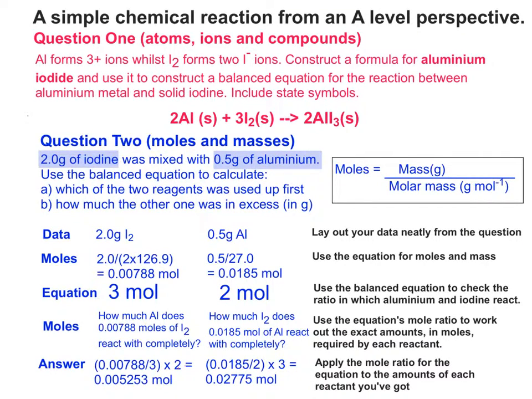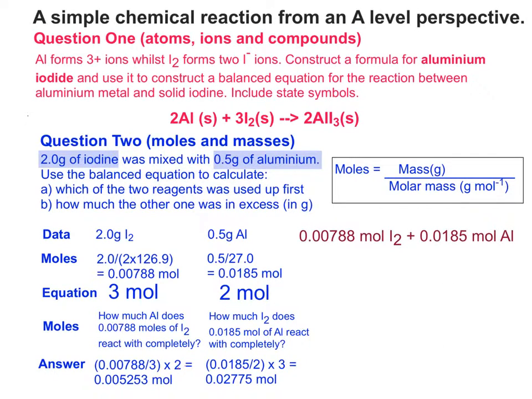So what we've just done now is applied the mole ratio for the equation to the amounts of each reactant that we've got. So we know how much iodine we need to react with our amount of aluminium, and we know how much aluminium we need to react with our amount of iodine. The question is, which one is in excess and which one is used up first? So I'm going to get rid of the instructions on the right hand side, the black writing, and I'm going to try and take you through it.